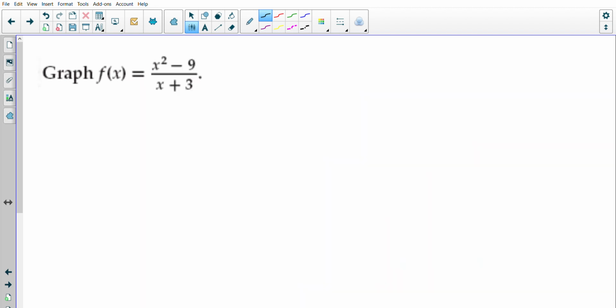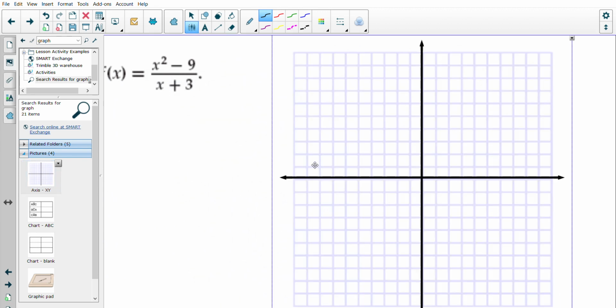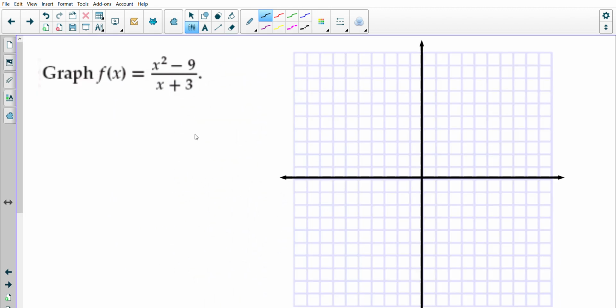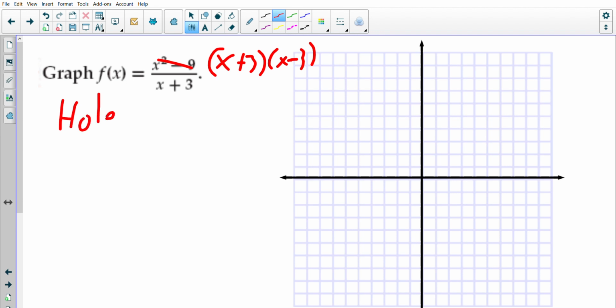Graph f of x equals x squared minus 9 over x plus 3. So I need another graph. There we go. Okay, so here, once again, we look at our vertical asymptotes. Well, first we got to factor a little bit. So x plus 3, x minus 3. And notice the x plus 3's will cancel out. So actually, there's not going to be a vertical asymptote. It's going to be just a hole. So there's going to be a hole at x equals -3.